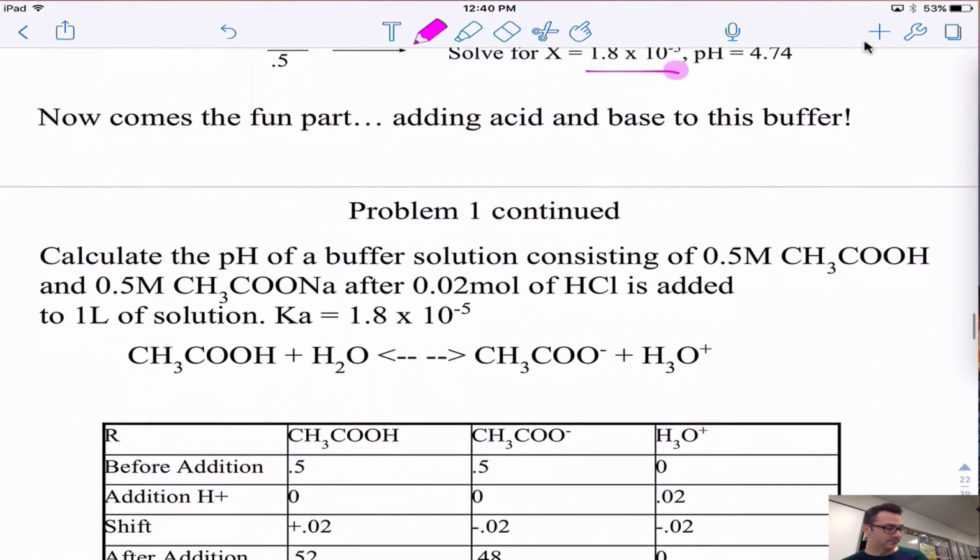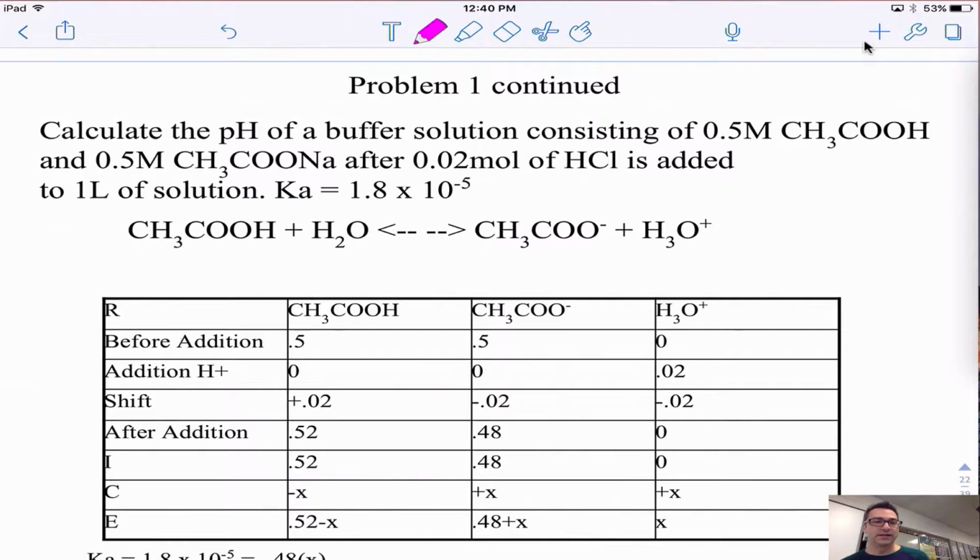Now, here is a continuation of the problem before. You have 0.5 molar acetic acid and 0.5 molar sodium acetate. Now you're going to add 0.02 moles of HCl to this 1 liter buffer. Something very important: I have a super ice table, my BASA ice table. I call it BASA ice because you have before addition, addition of H plus, a shift, and after addition. That's my BASA part. And then I have my ice part.